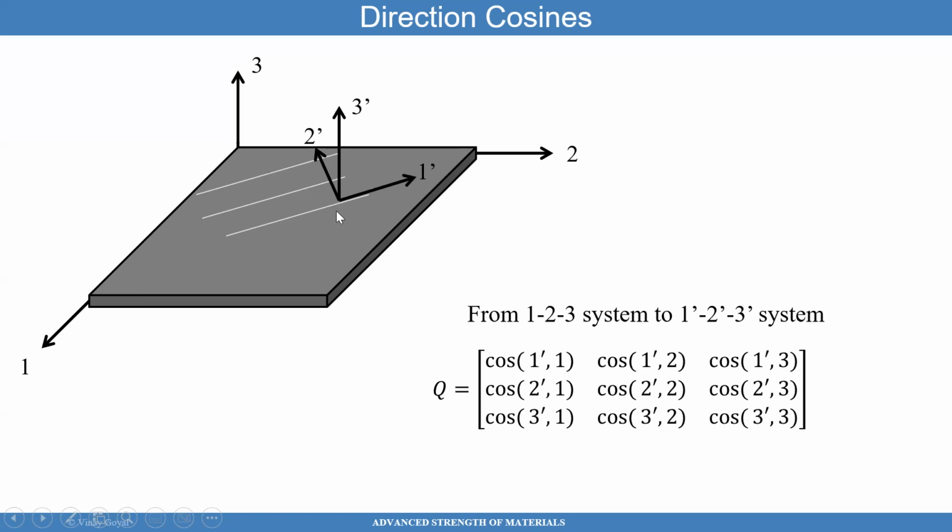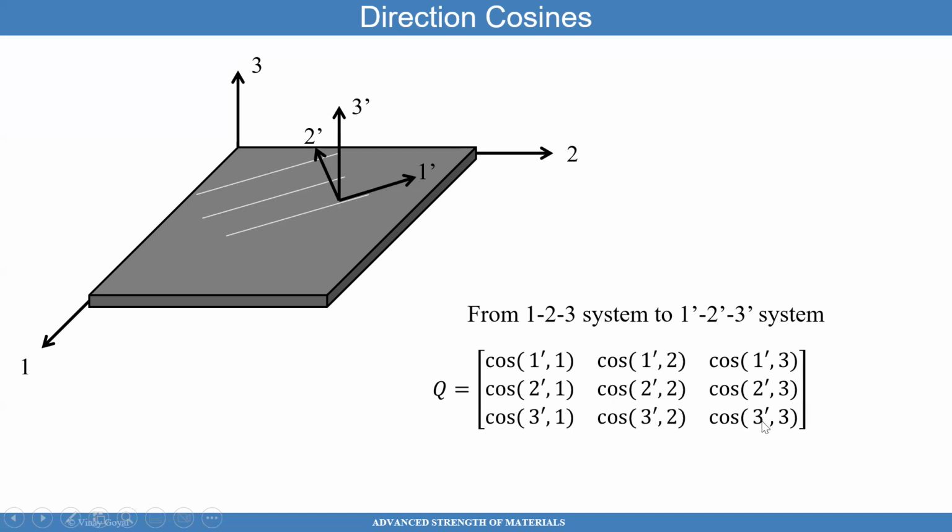Another example for the picture I'm showing here, the cosine of 1 prime and 3. So you can see here, the 1 prime is in the plane of 1 and 2, while the 3 axis is perpendicular to that plane. So therefore, the angle between the 1 prime axis and the 3 axis is 90 degrees. So cosine of 90 degrees is 0. And so you'll find that these two are 0.